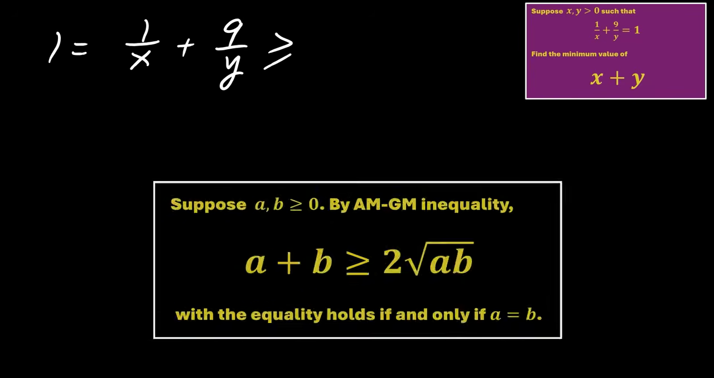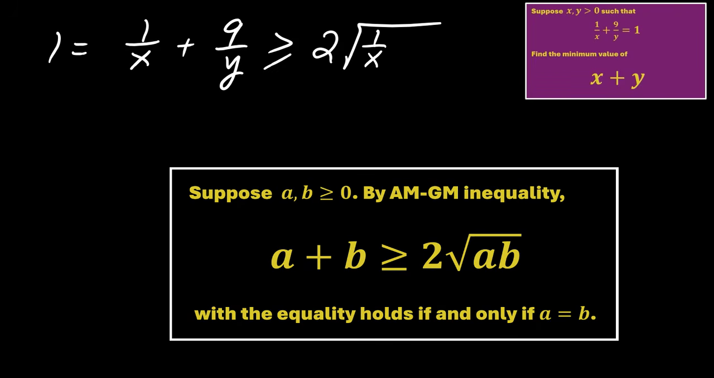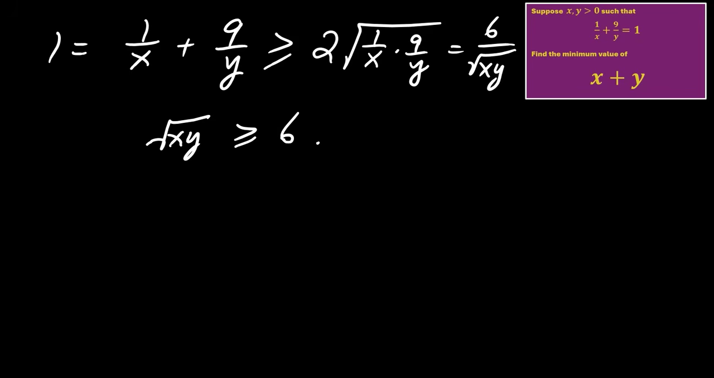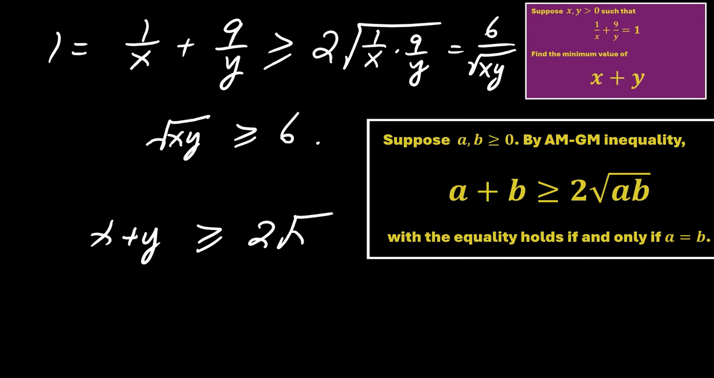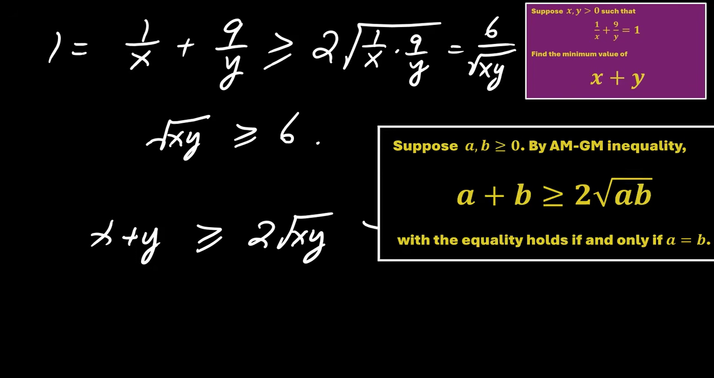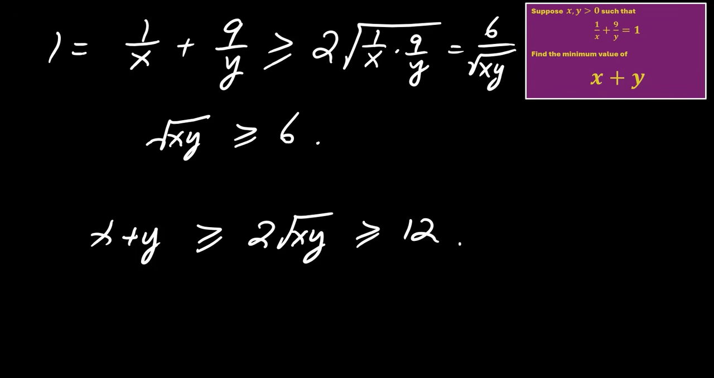Some students use the AM-GM inequality in this way. You say 1 equals 1 over x plus 9 over y. Using the AM-GM inequality, this is greater than or equal to 2 times the square root of 1 over x times 9 over y, and this equals 6 over square root of xy. From here, square root of xy is greater than or equal to 6. For x plus y, using the AM-GM inequality again, this is greater than or equal to 2 square root of xy, so this is greater than or equal to 12. When people reach this step, they conclude that the minimum of x plus y equals 12.